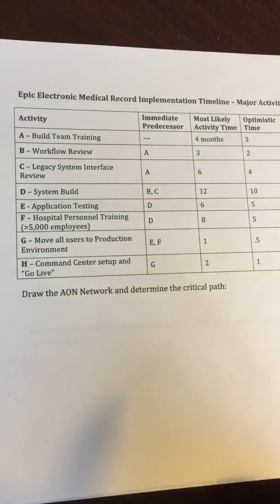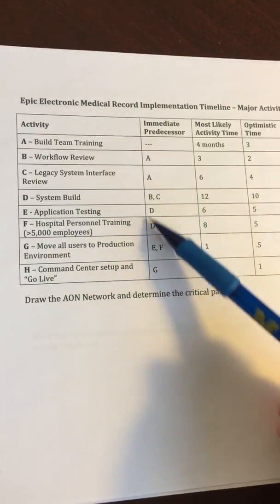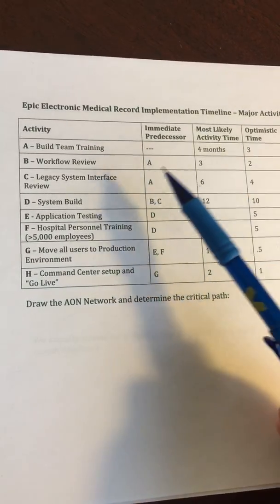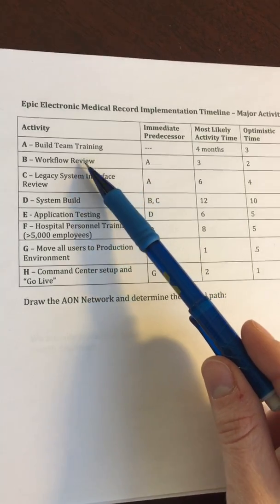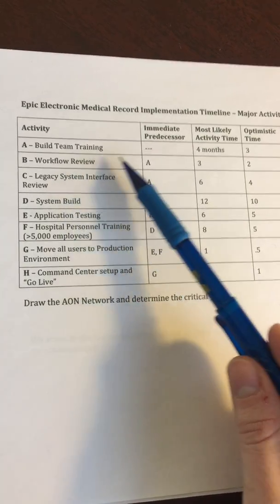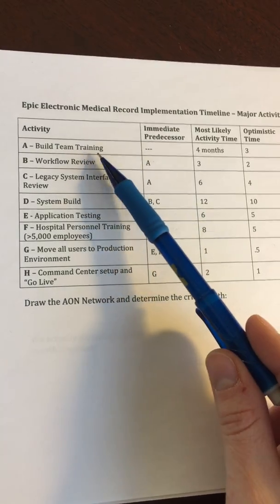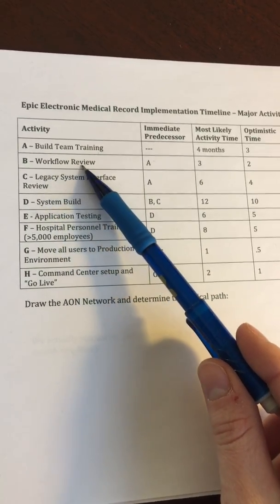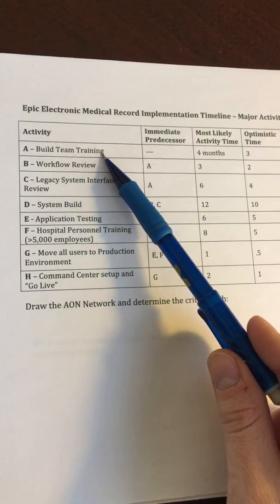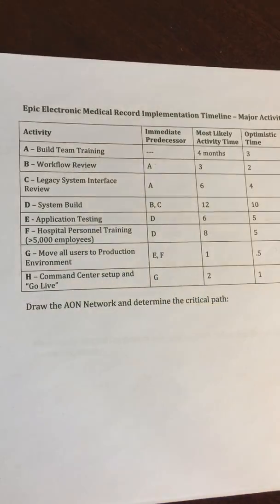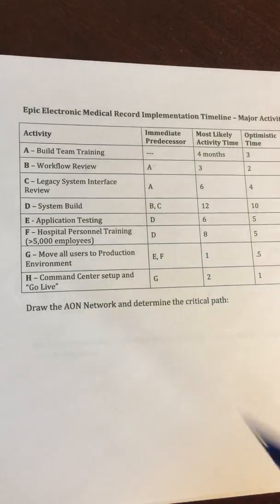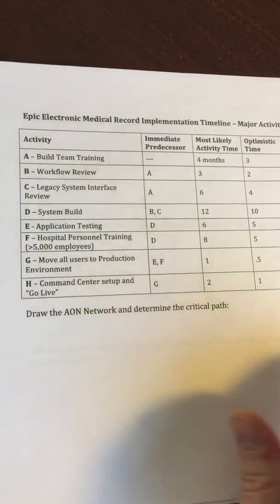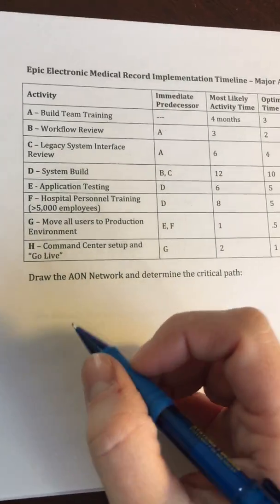First and foremost, we want to use all of our activities here and make sure that they have all the predecessor relationships. The way this works is that activity B, workflow review, cannot start until A is complete, the build team training, right? So they can't get started working on understanding the workflows in the organization until they've had their training, and so on and so forth. So using these predecessor relationships, our first step in doing the AON network diagram is to go ahead and map these relationships.